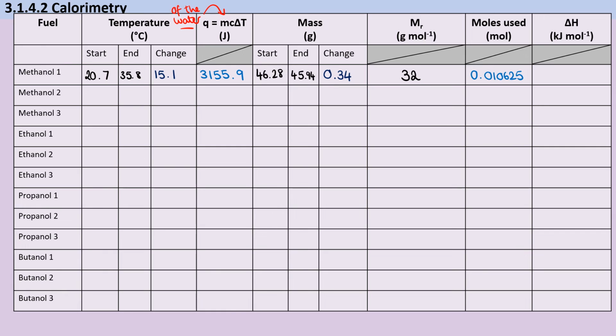And then you can see that ΔH is in kilojoules per mole, so I'm going to take my energy in kilojoules, so it's now only 3.1559 kilojoules, and divide that by the number of moles to give me a value of -297. And of course, this is a negative number because combustion is an exothermic reaction.